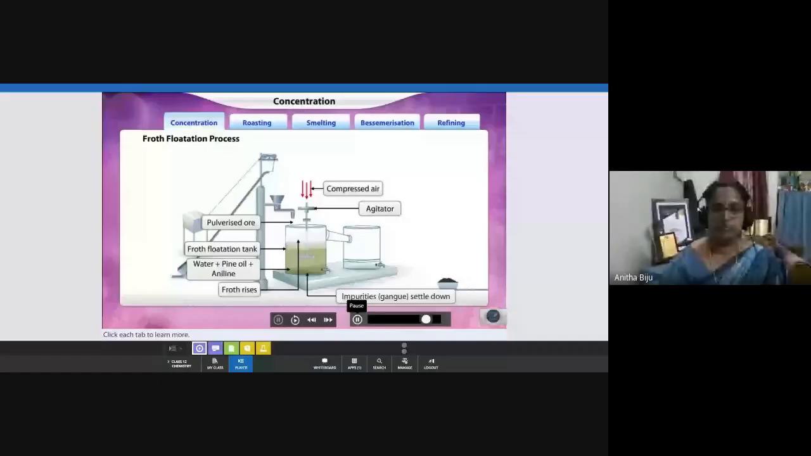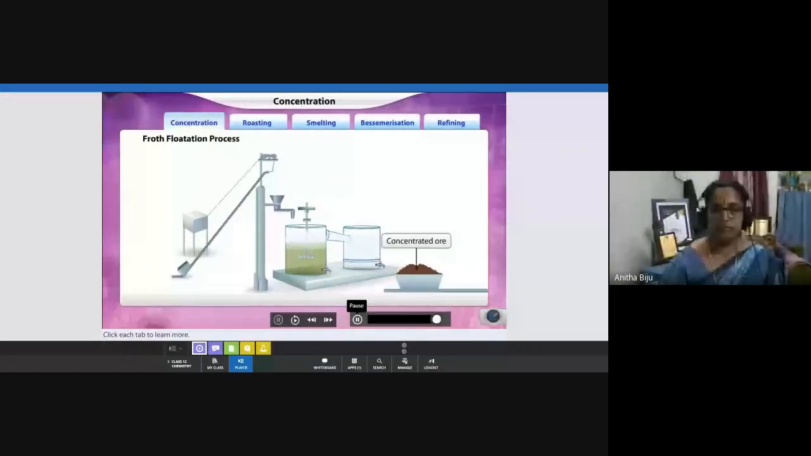The froth is skimmed off to a settling tank. The concentrated ore settles at the bottom. It is then removed and dried. This concentrated ore still has some volatile impurities in it. Hence, it is taken for roasting, which is the second step in the extraction process.